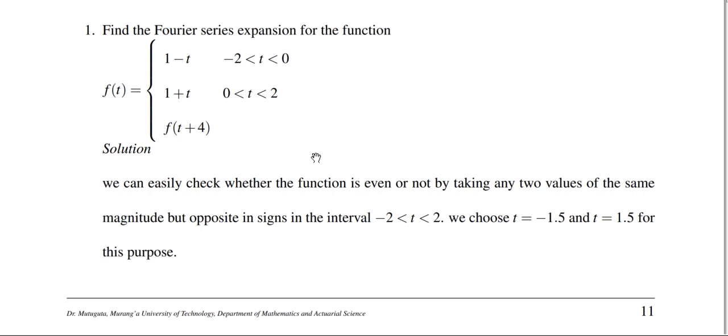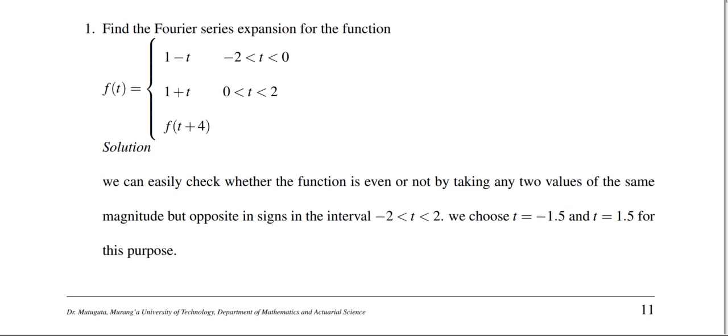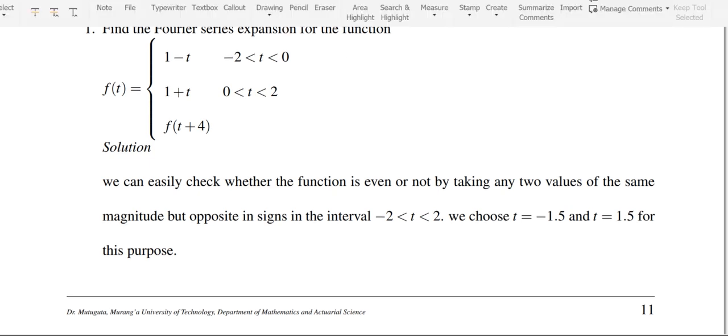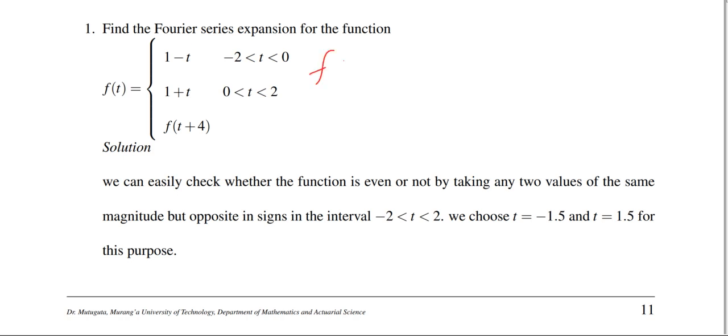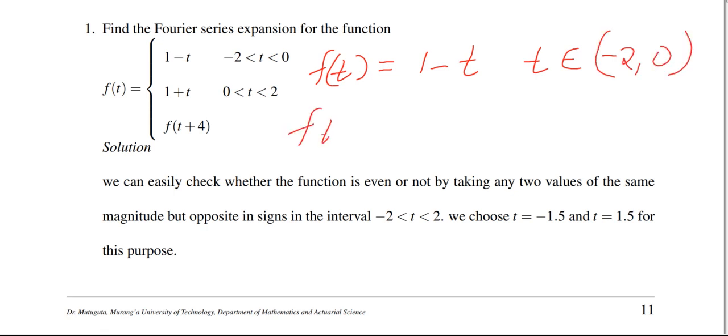You are required to find the Fourier series representation for the function defined here. You can see that this function is defined in such a way that f of t is equal to 1 minus t in the interval t in [-2, 0], and f of t is equal to 1 plus t in the interval 0 to 2, and the period is 4.